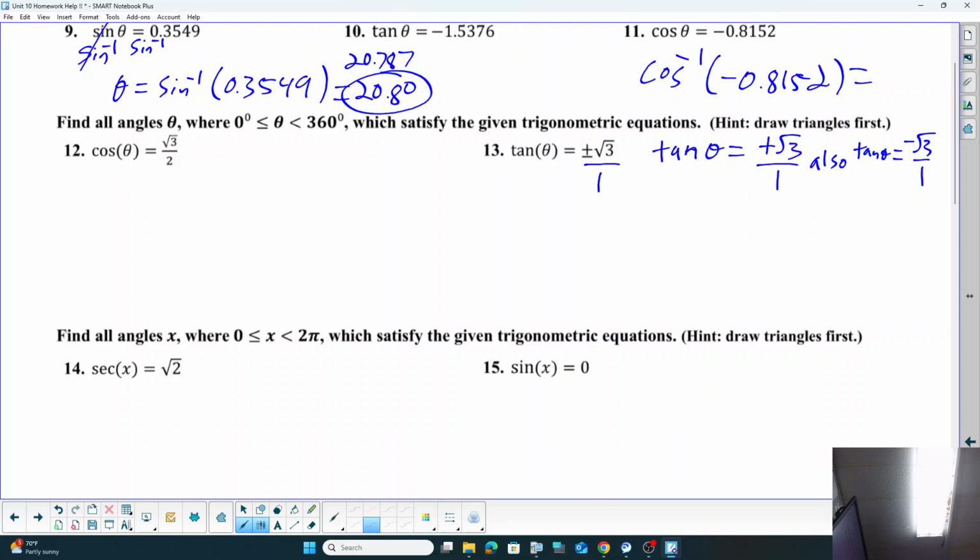Now both are going to be opposite over adjacent. So this is opposite, this is adjacent. We have to draw all four quadrants now. Let's just start with the top one, the positive one. If we draw a triangle that's opposite, that would be like this, and that looks like 45, 45, 90.